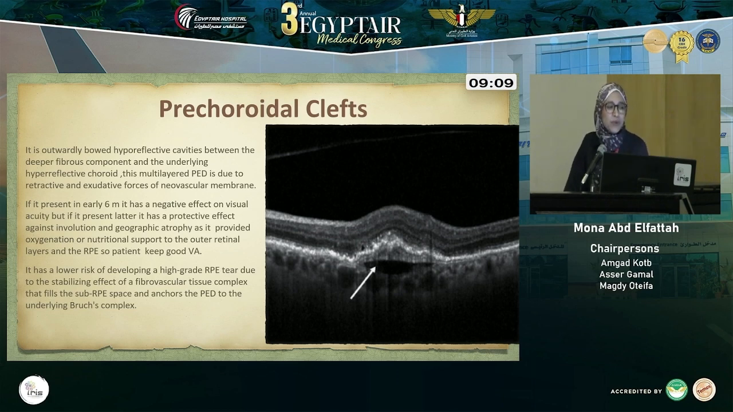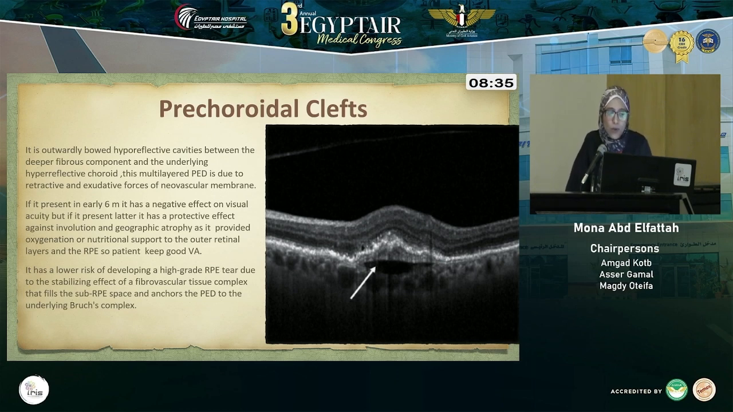It is outwardly bowed hyperreflective cavities between the deeper fibrous component and the underlying hyperreflective choroid. This multi-layered pigment epithelial detachment is due to retractive and exudative force of the neovascular membrane. If it is present in early 6 months, it has a negative effect on visual acuity, but if it is present later, it has a protective effect against involutional and geographic atrophy, as it provides oxygenation or nutritional support to the outer retinal layer and the RPE. So patients keep good visual acuity.